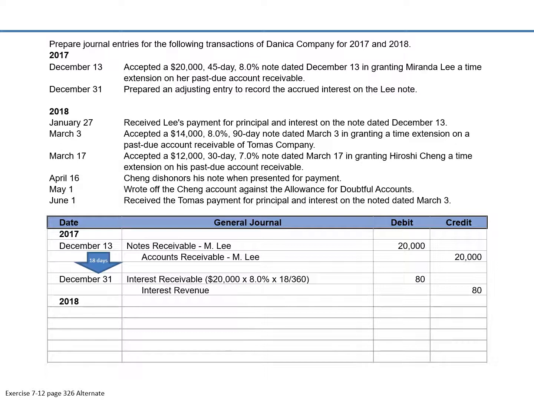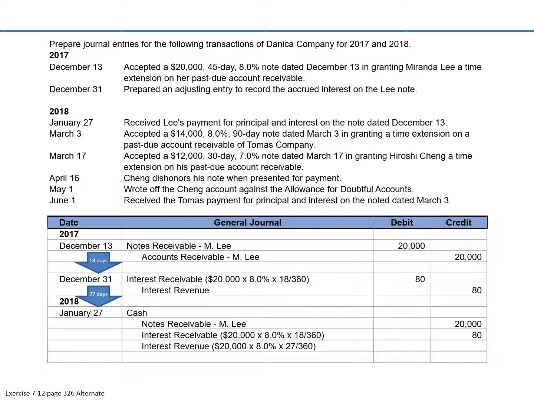Then on January 27th, we received the payment. So we're going to record cash. The cash is going to be equal to both the note receivable and the interest, right? So we're going to reduce our note receivable, which is $20,000. And we're going to reduce our interest receivable of $80 that we recorded at December 31st. And M. Lee is going to pay us.